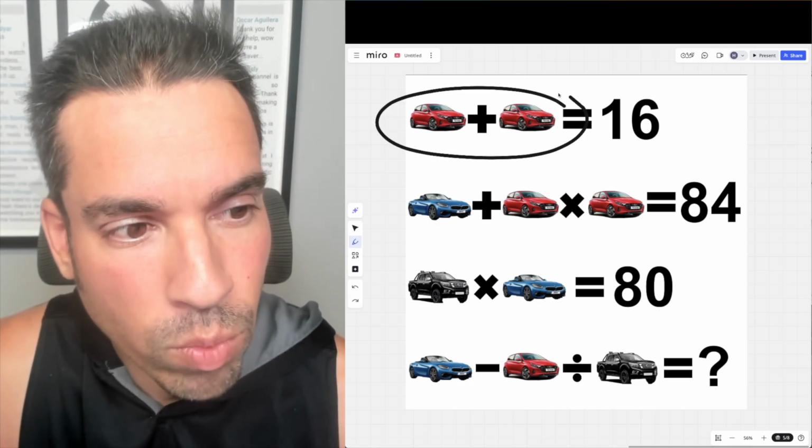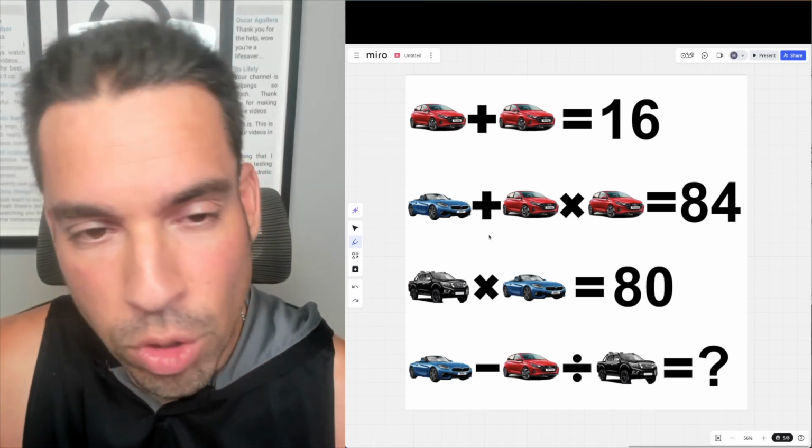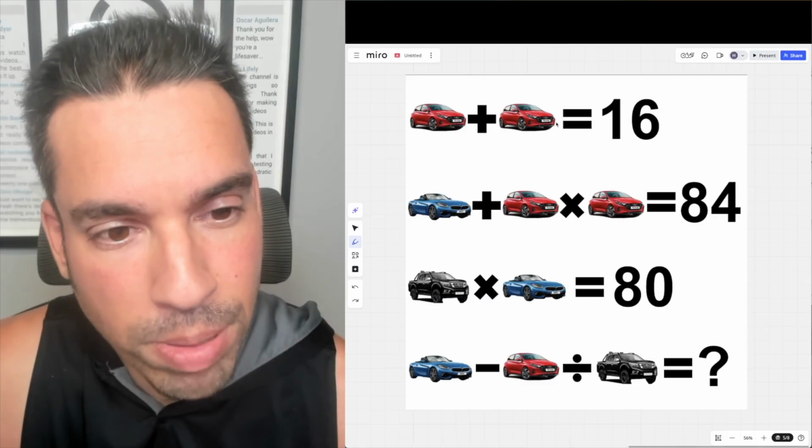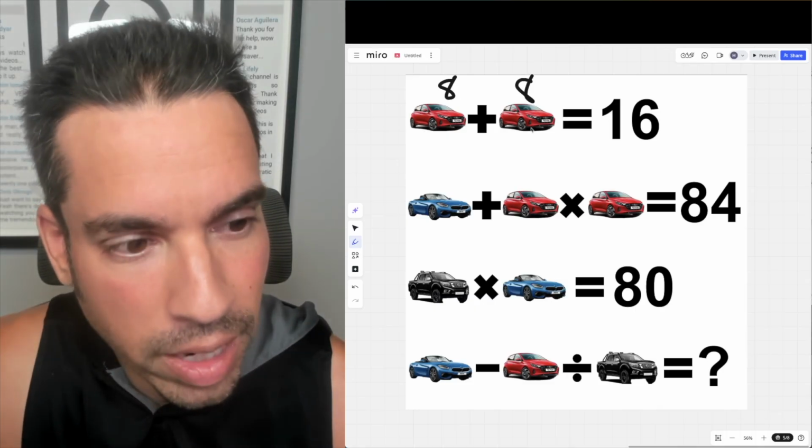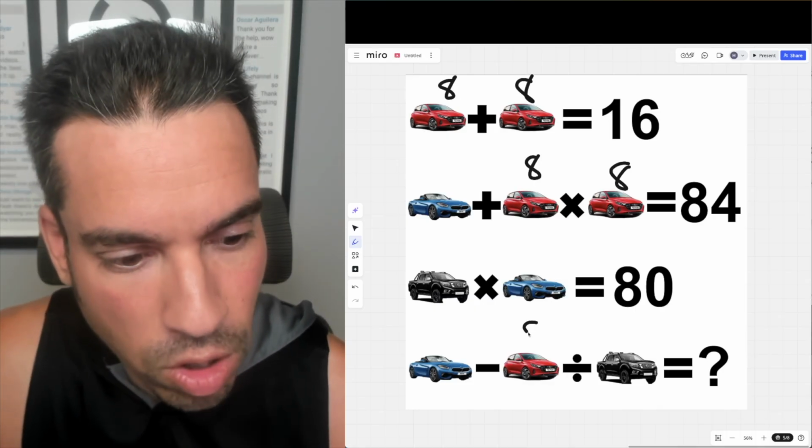So right off the bat, we got red car plus red car, and of course all the red cars are the same. What plus what is 16? That would be 8. So all of the red cars are 8.